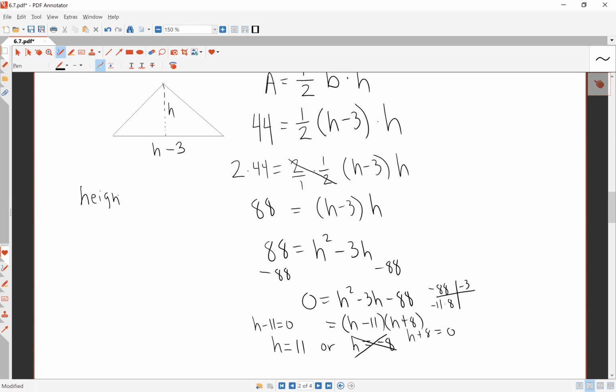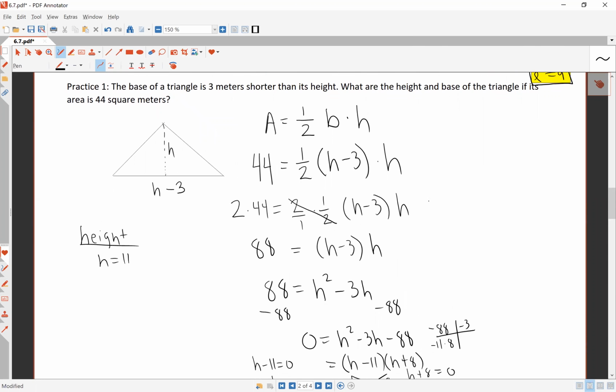and we say that the height h is 11 meters, and the base of this is 3 less than the height, or 3 shorter. And so that's 11 minus 3, which is 8. So the height is 11, and the base is 8 meters.